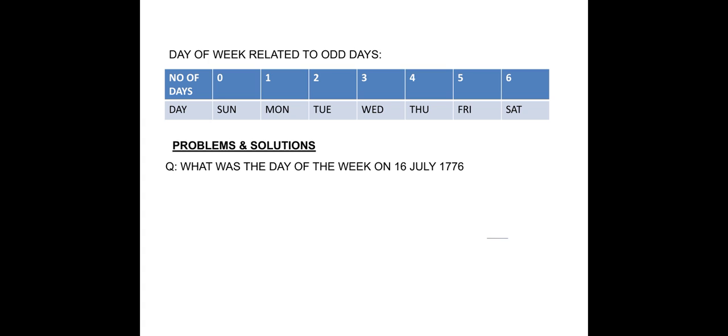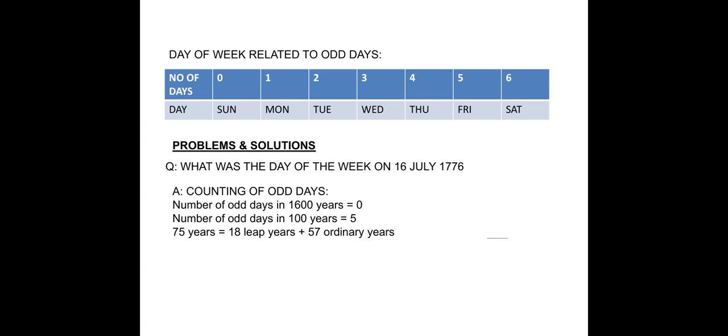So as I said, the question will be like this: what was the day of the week on 16 July 1776? Let us solve this problem and see which day this comes. There is counting of odd days. The number of odd days in 1600 years, we know it is 0. The number of odd days in 100 years is 5. So 1600 plus 100 comes 1700. So 1700 we got it.